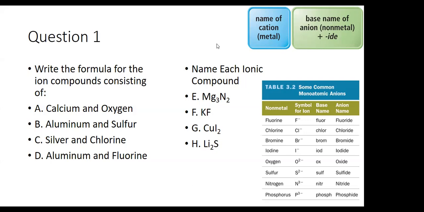What's the difference between magnesium nitride and magnesium nitrate? A nitrate is NO3. Nitride is just nitrogen. So nitrate's a different compound. And we'll get to that in maybe not today, but it's in this lecture. So we'll get to how we name something a nitrate or a nitrite. But nitride, ide, just means nitrogen. Nitrate means nitrogen and oxygen.